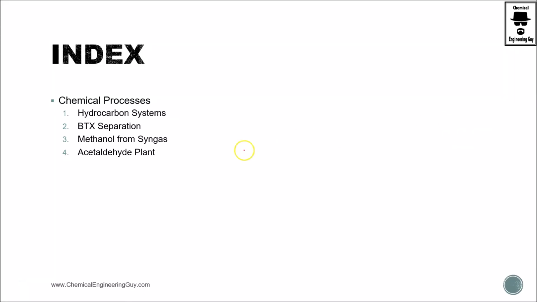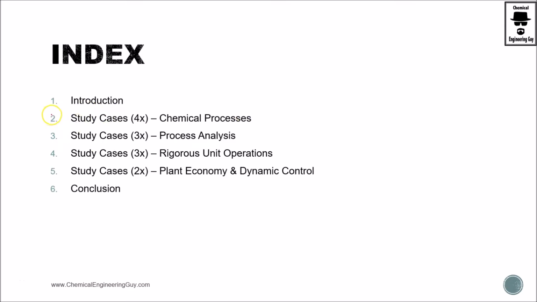Okay guys, as stated in the trailer and in the welcome video, we start with several case studies. The first section is chemical processes. Main idea is to start using Aspen Plus, getting to know the minimum requirements, the physical property environment, the simulation environment, flow sheeting, and so on, getting results, etc. Then we get a little bit more technical and start with the process analysis, which are three. Then we get a little bit more on rigorous unit operations, such as the heat exchanger and RadFrac. Then we do one case study on plant economy and another one in dynamic control.